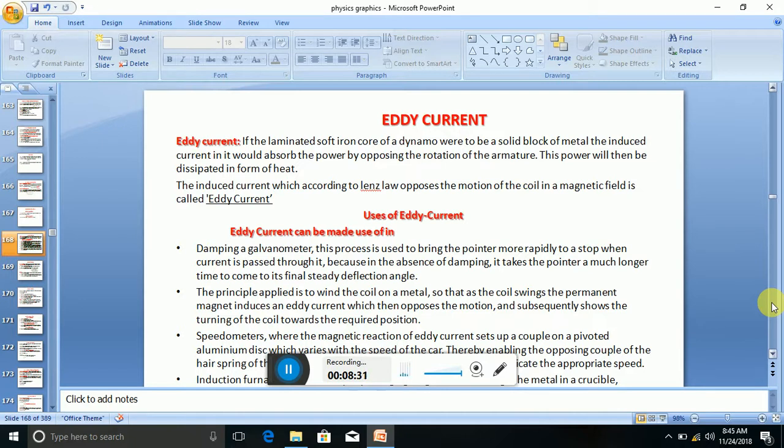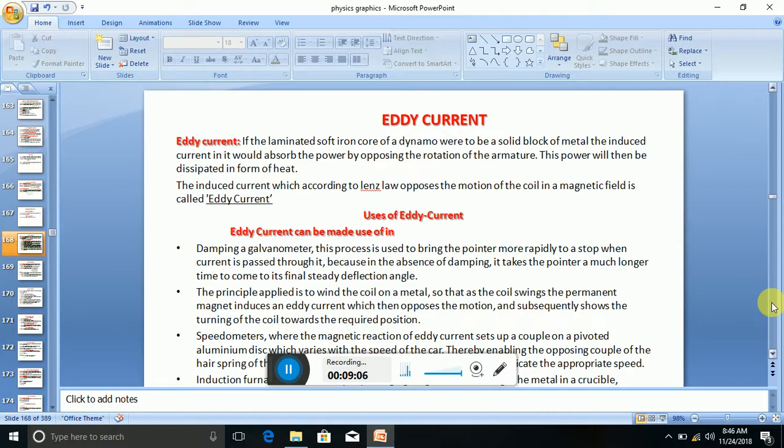What are the uses of this eddy current? Eddy current can be made use of in, one, dampening a galvanometer. This process is used to bring the pointer more rapidly to a stop when current is passed through it, because in the absence of dampening, it takes the pointer a much longer time to come to its final steady deflection angle.